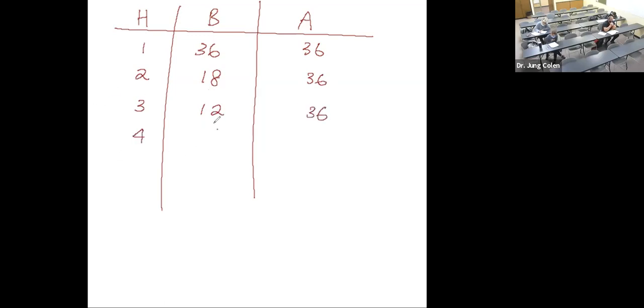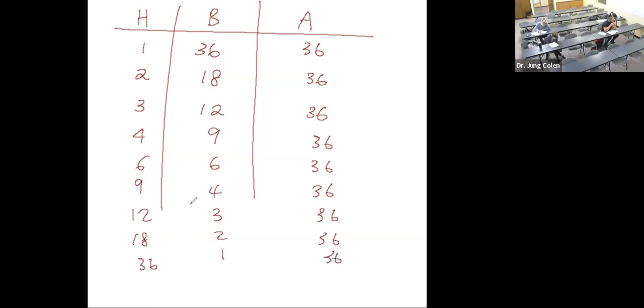Then we are given 4 and 9, and 6 and 6. Then we can go the other way around, right? We can go from 9 and 4, which is 36, and we can have 12 and 3, 36. We can have 18 and 2, 36, and 36 and 1. Is this what you have on your table? Everybody? Okay, awesome. So these are the 9 different ways.